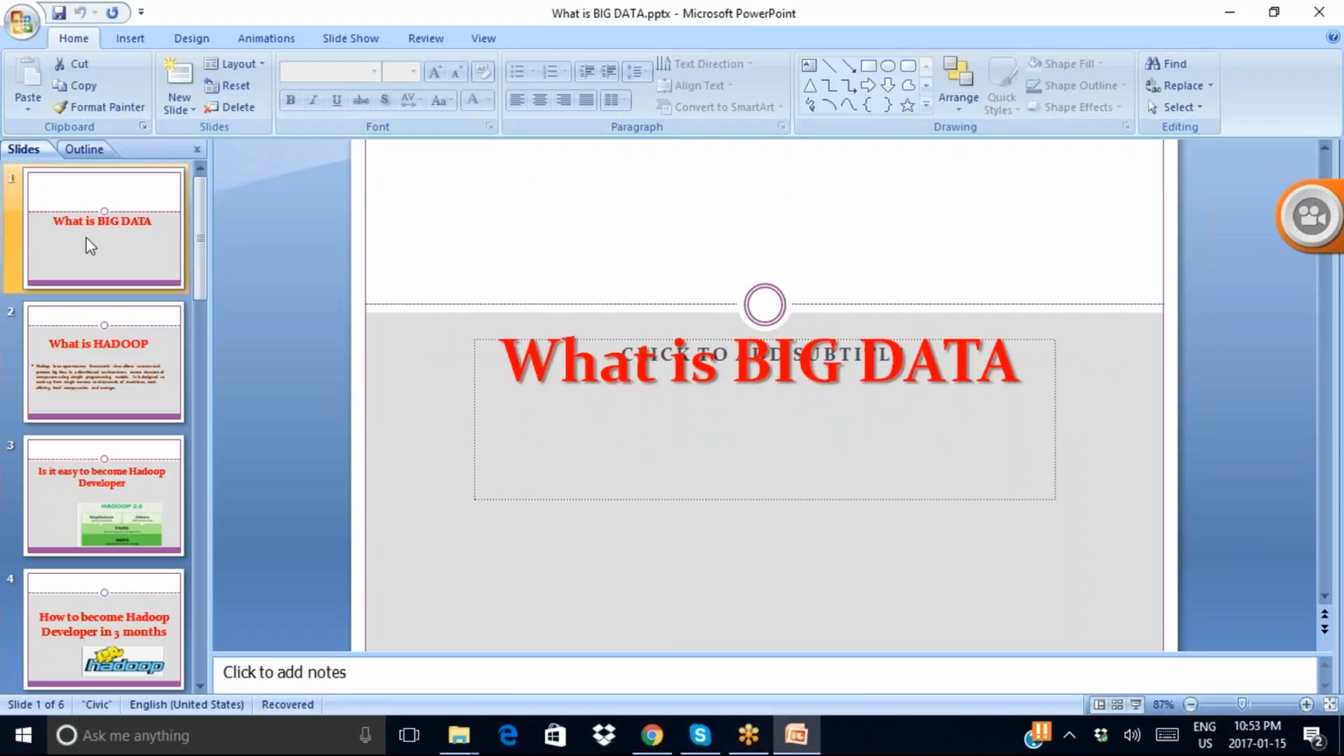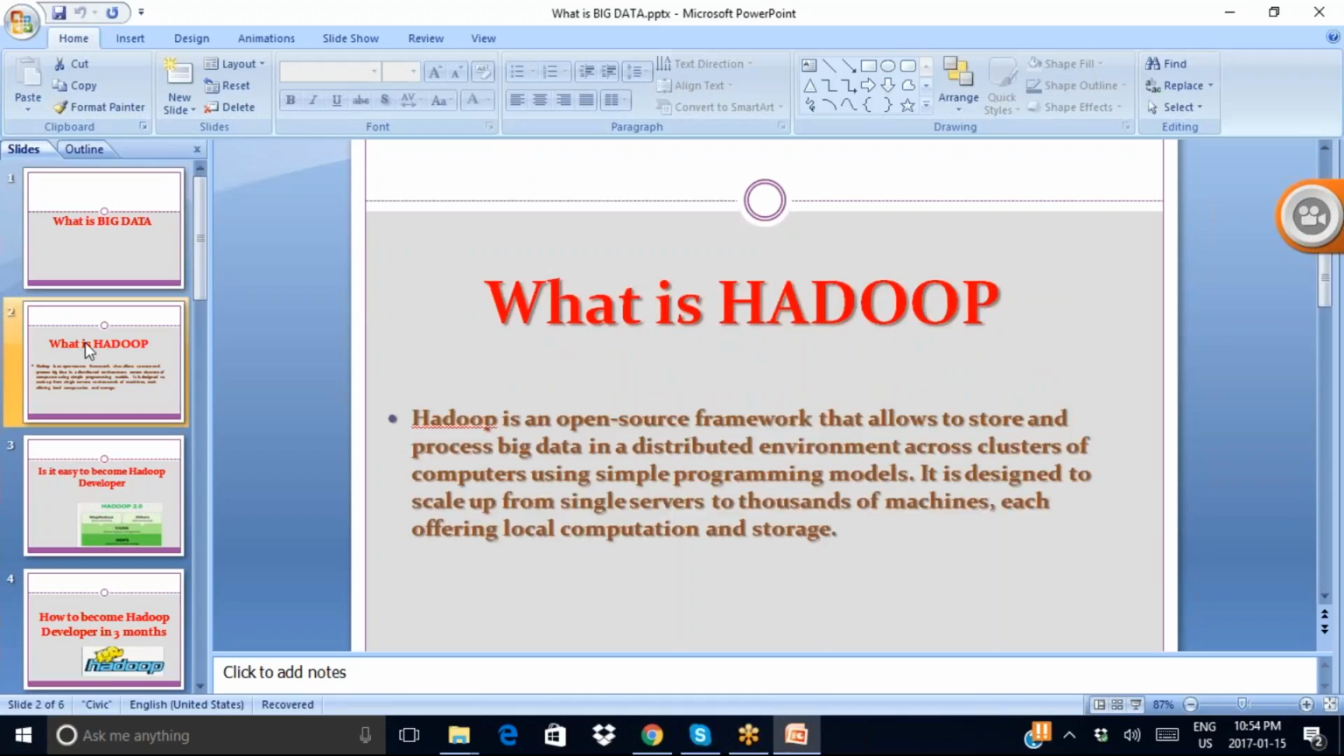People treat big data and Hadoop as the same, but no, big data is the data. It's called big just because it's large in volume and complex to process. That's it. And now, what's Hadoop? Hadoop is not big data. Hadoop is a tool, an open source framework to store and process the data.